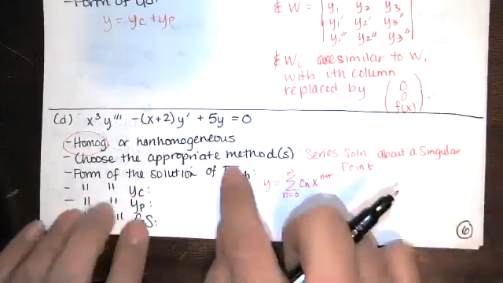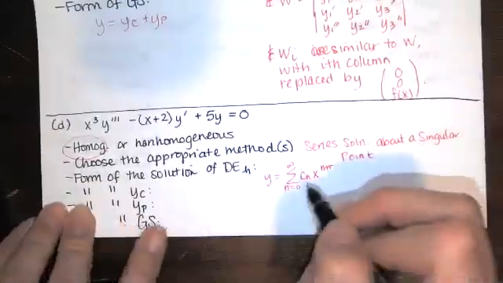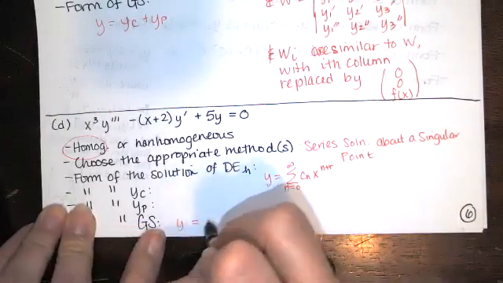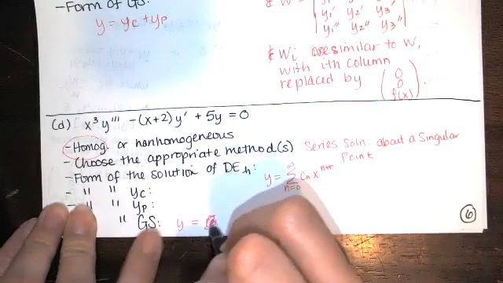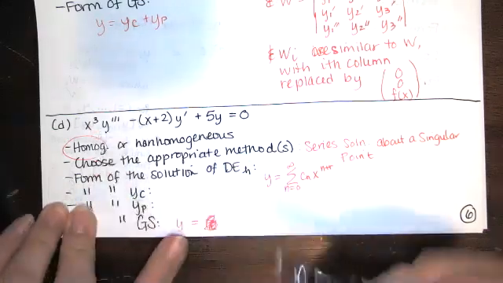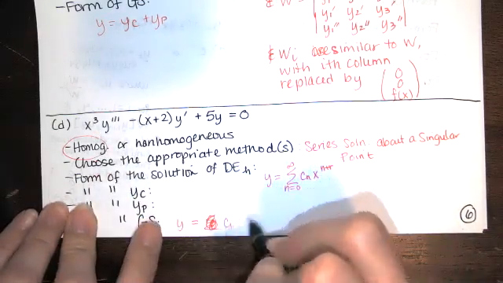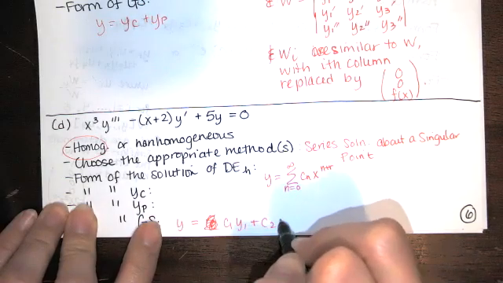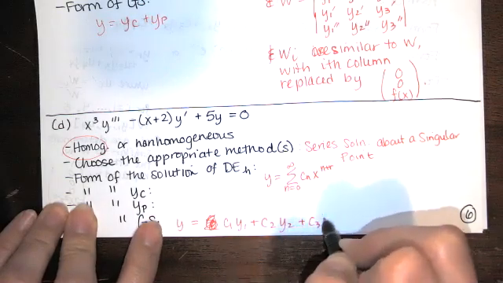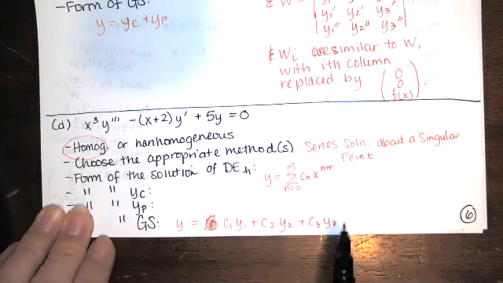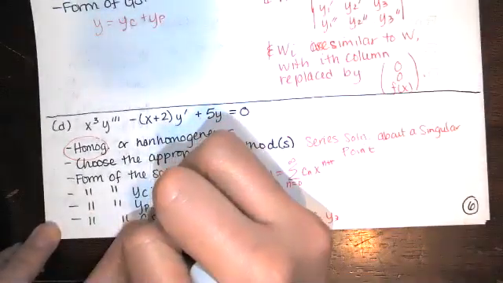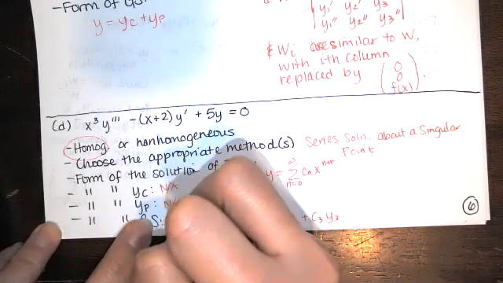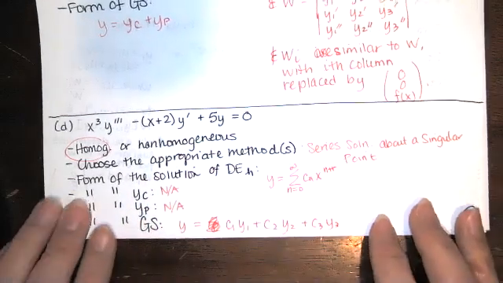So that's the form of the solution to the homogeneous problem. That's also the form of the general solution. Well, actually, the general solution there, it's a third order equation. We're going to end up with a constant times y1 plus a constant times y2 plus a constant times y3. But y1, y2, and y3 are all going to be infinite series. Now, you don't need a y sub c or a y sub p because it's homogeneous.